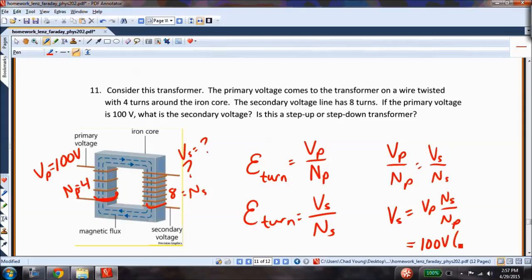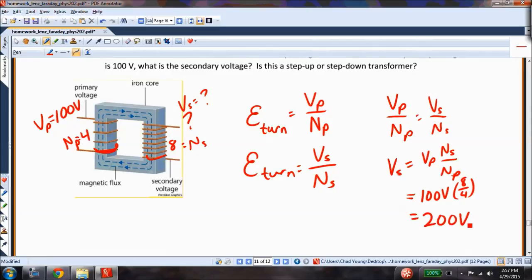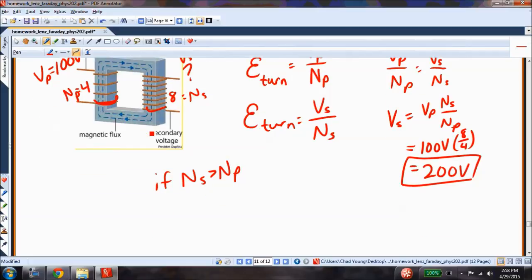And now the question of is it a step up or a step down transformer is dependent upon the value of this ratio, and NS over NP is 8 over 4, which is 2. That makes this 200 volts. So that's my answer. That is my secondary voltage, and the second answer is that this is a step up transformer. So if NS is bigger than NP, then it's a step up transformer, and if it's the opposite, it's a step down transformer. That is, if I had more coils over here, then I would have a drop in voltage. So if it was switched the other way around, it would be 100 volts and 50 volts.